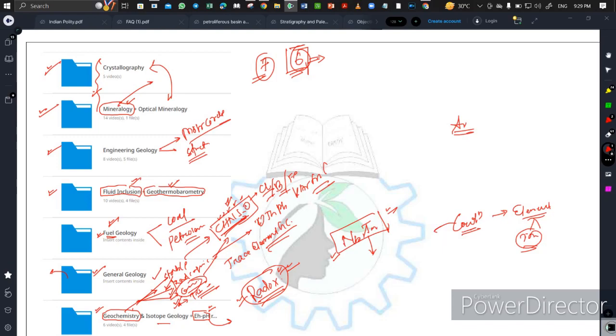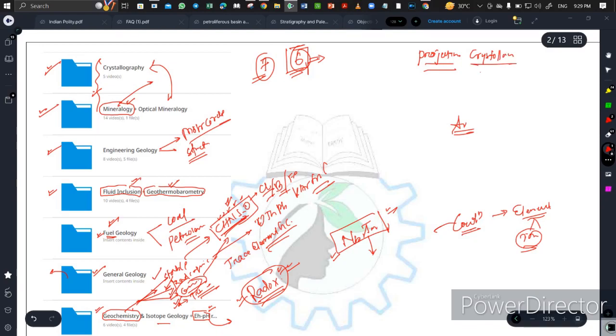In crystallography you will see the 32 point group projection, and how this projection is utilized. The projection used in crystallography, you will also use the stereographic projection in structural geology. Then what is the utilization of this stereographic projection? And if projection is used in crystallography and structural geology, then what is the difference or similarity between these two things? Okay, that's why crystallography is very important.